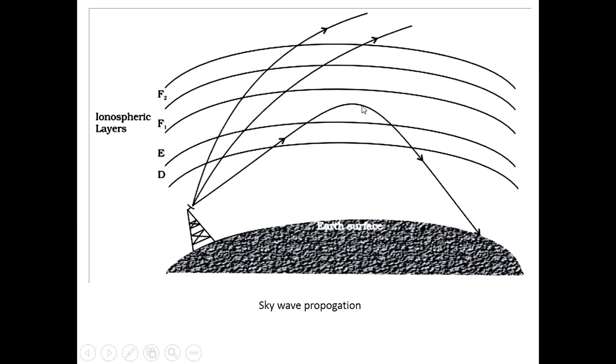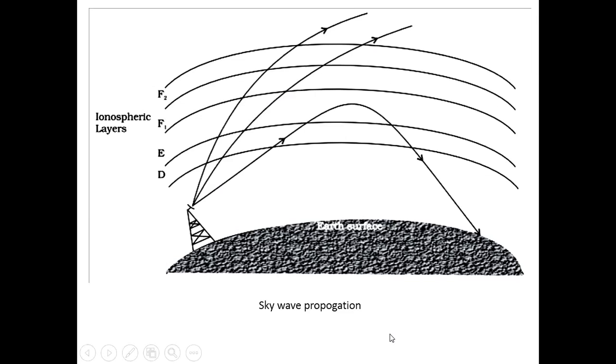It works up to 30 megahertz. So what is happening after 30 megahertz? It is called the maximum usable frequency. Beyond 30 megahertz, the penetration power of this electromagnetic wave increases in such a way that it goes straight beyond this ionospheric layer. So it doesn't come back. And since it is not coming back, it is useless after 30 megahertz.